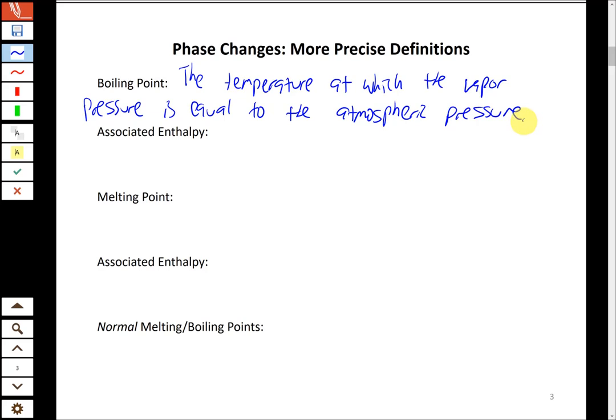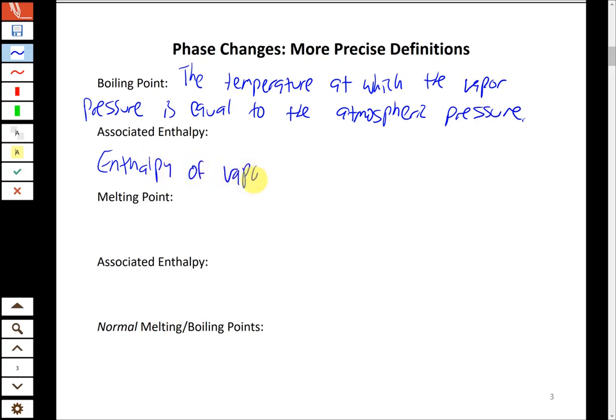So what that means is that the boiling point is dependent on what the atmospheric pressure is, because it's going to be whatever temperature that substance has a vapor pressure that reaches atmospheric pressure. Because again, the vapor pressure is temperature dependent, so it's whatever temperature that occurs at. We already talked about the enthalpy associated with it, which is still just the enthalpy of vaporization, so that's a review.